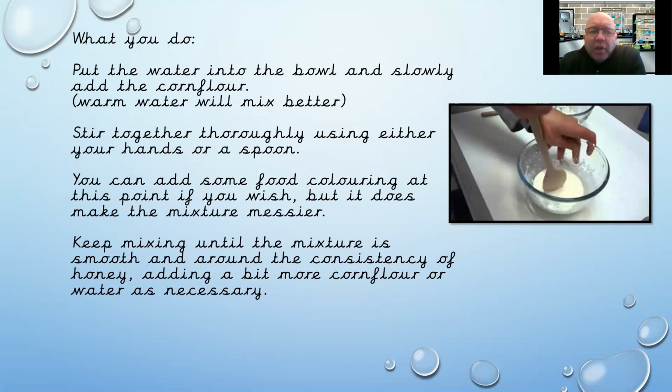Well, first of all, put your water into a bowl and then very slowly add the corn flour. Now, just as an aside, warm water does tend to mix a little bit better. If you use cold water, the mixture can get a little bit bitty and be quite tricky to mix. A mixture of hot and cold from the tap is fine. So warm water will just mix a little bit better and get smoother a little bit quicker. So the water and the corn flour into a bowl and mix.